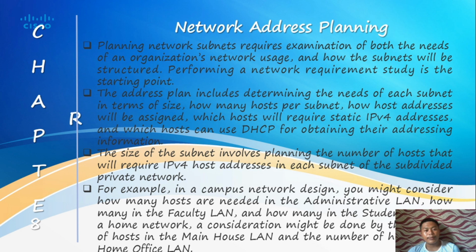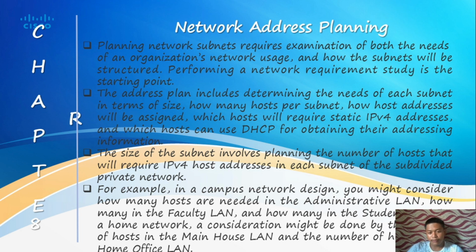So, network address planning. Planning network subnets requires examination of both the needs of an organization's network usage and how the subnets will be structured. Performing a network requirements study is the starting point. The address plan includes determining the needs of each subnet in terms of size, how many hosts per subnet, how host addresses will be assigned, which hosts will require static IPv4 addresses, and which hosts can use DHCP for obtaining their addressing information.